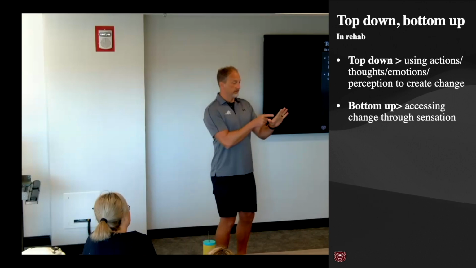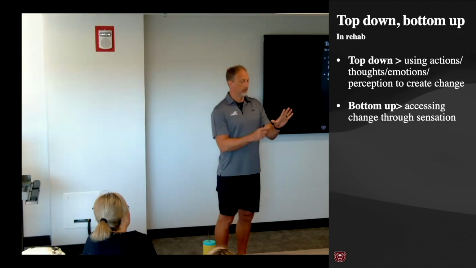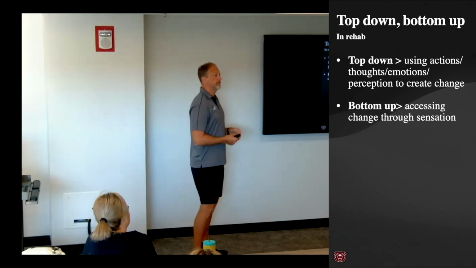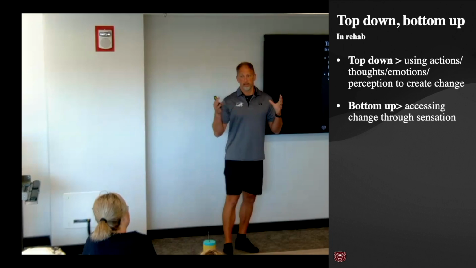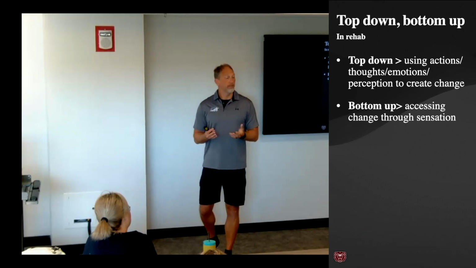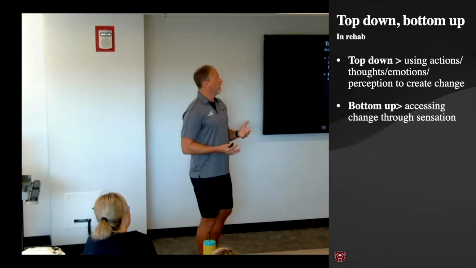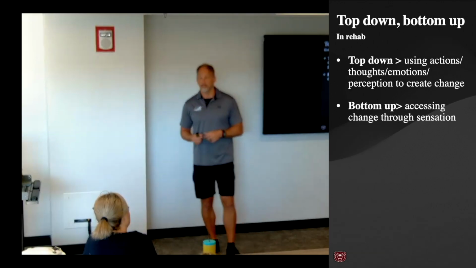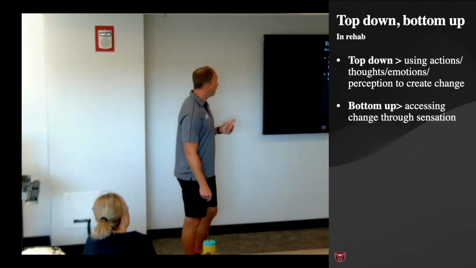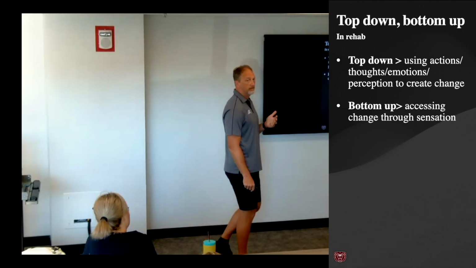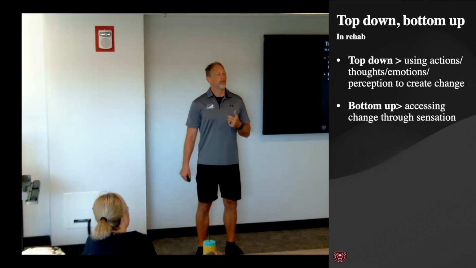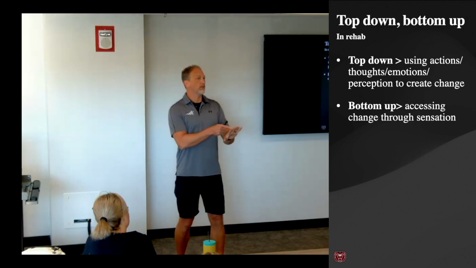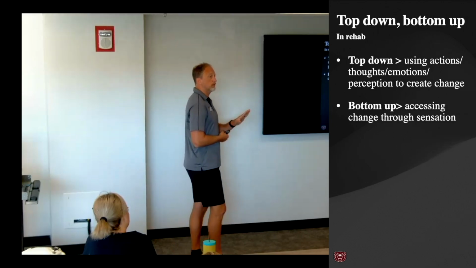So what's one out of five? That's like 20%. We're using 20% of our nervous system to create that neuroplastic change, which means we're neglecting 80%. Top-down recognizes the other four things the nervous system does: actions, behaviors, thoughts, emotions, feelings, and perceptions. So with the top-down approach to change, we're now utilizing the other 80% of what the nervous system does.